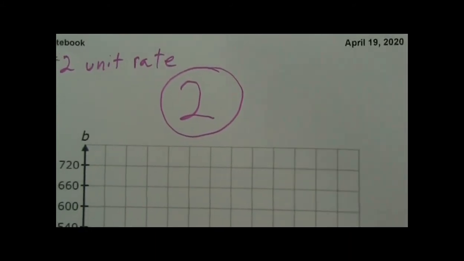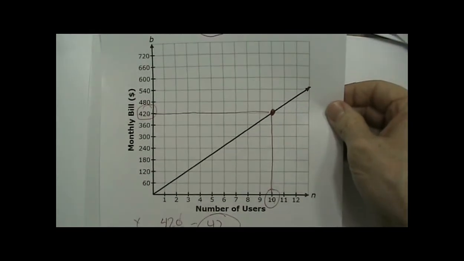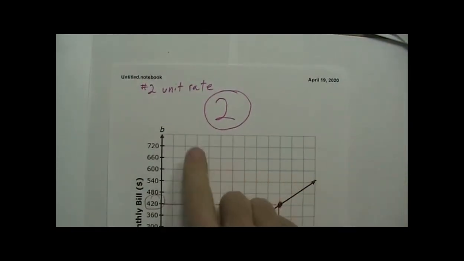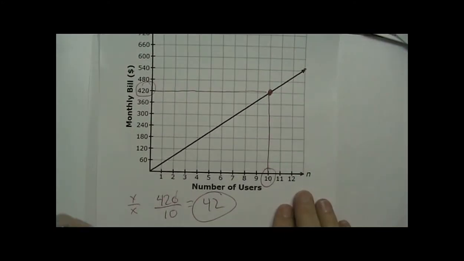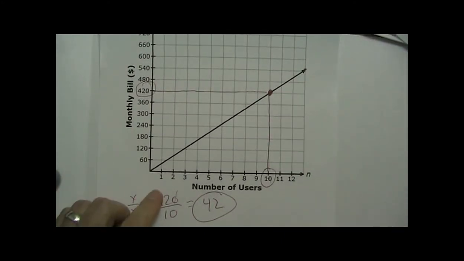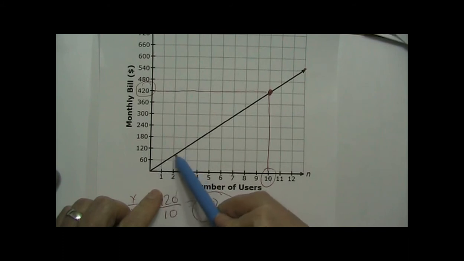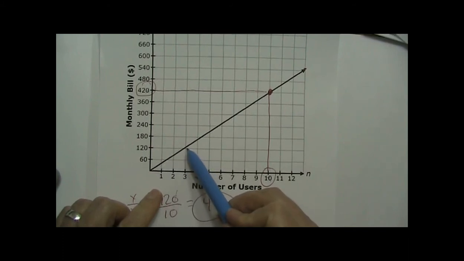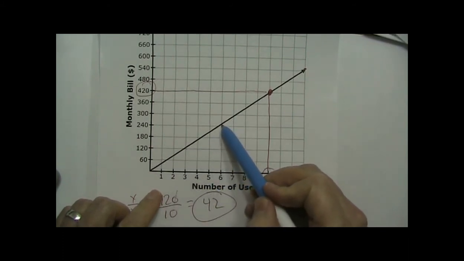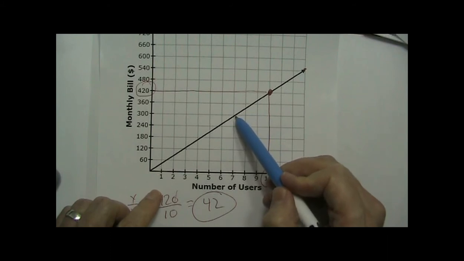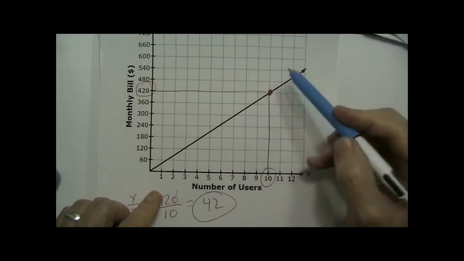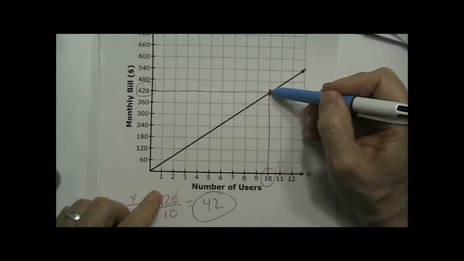Okay, on number 2, it's asking for unit rate. It wants to know what the unit rate is. So looking at a graph, remember you have to find out where an intersection is. And there isn't, this is close, but not quite. That looks very close, but it isn't. If you look closer, it's not. This is the one where the line goes through an intersection.